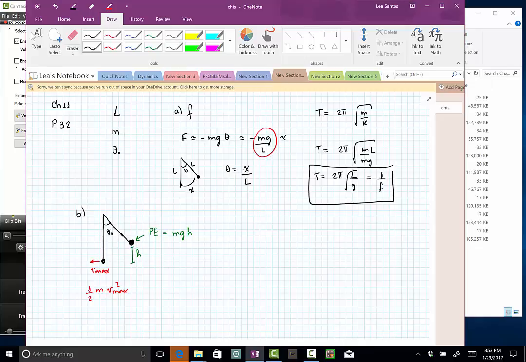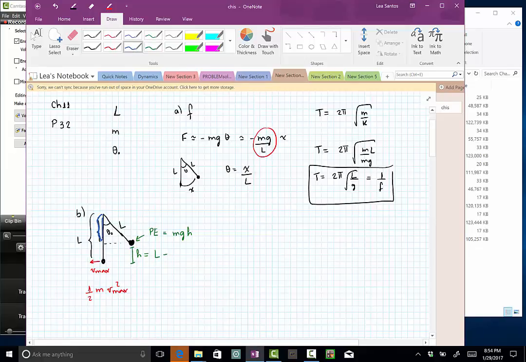Let's see. This whole length here is the length of the pendulum, L. What I need to find is this piece here, because then I will be able to see the whole thing. If I find this little piece here, let me put it in blue, I know what the height is. The height is the total length minus that little piece in blue. So what is that little piece in blue?